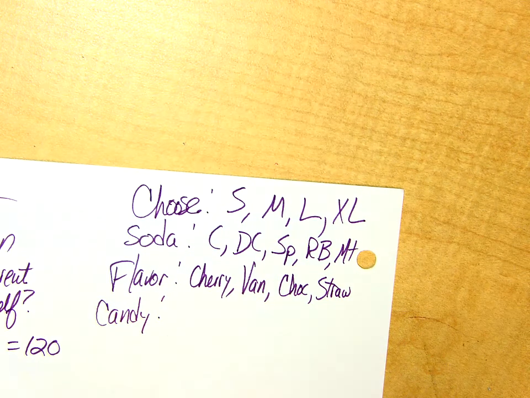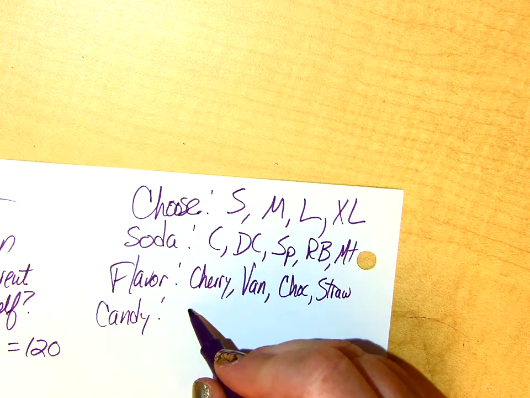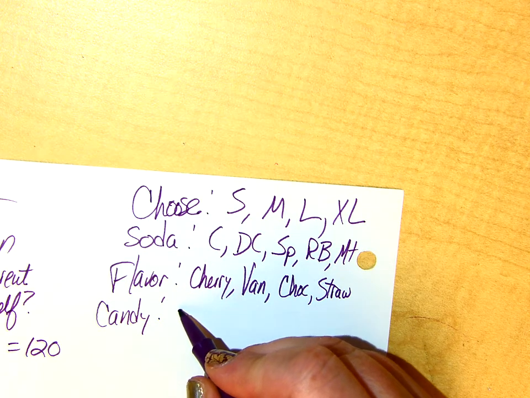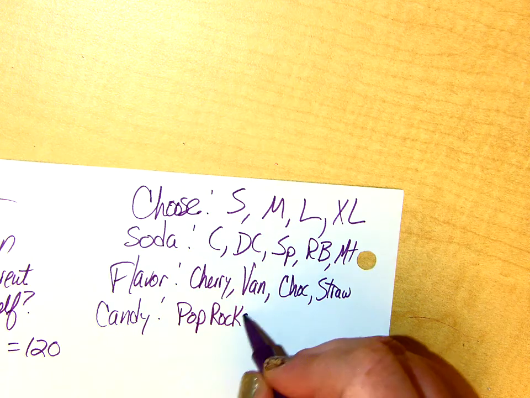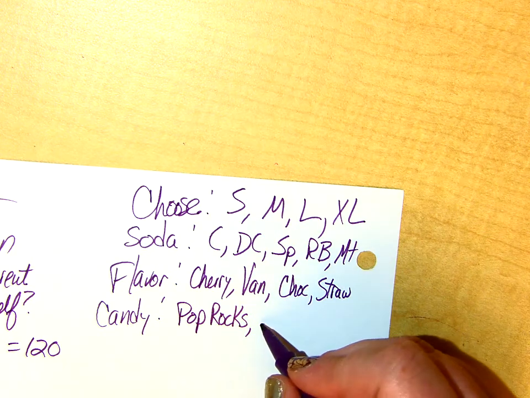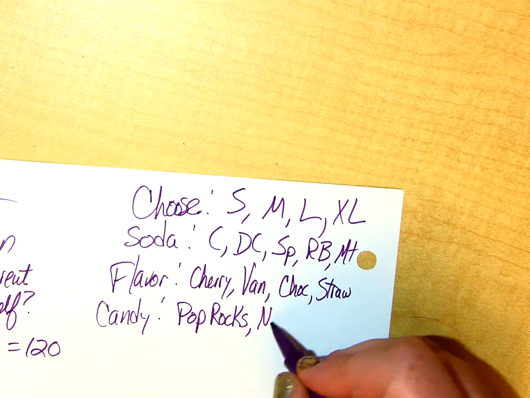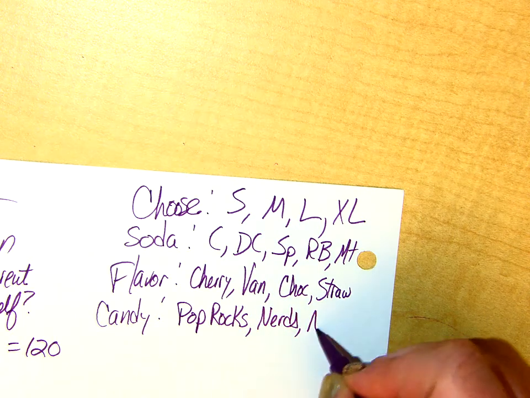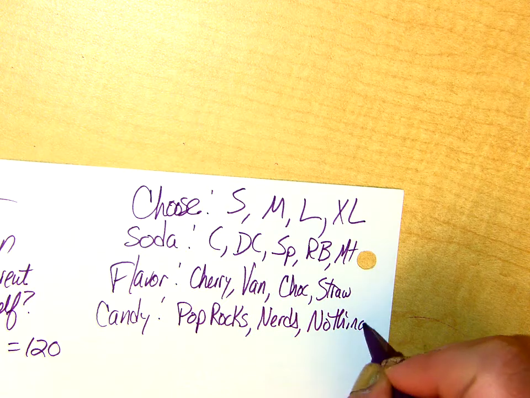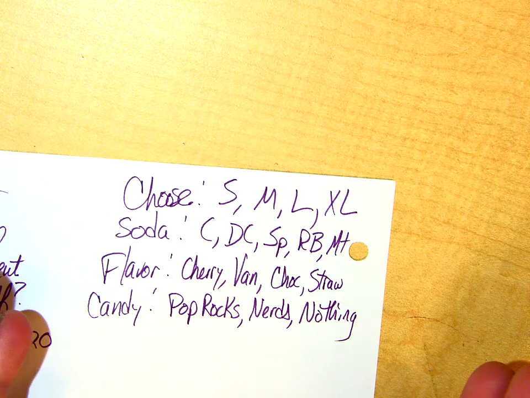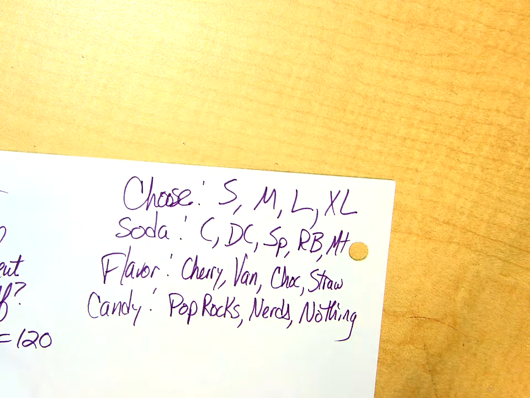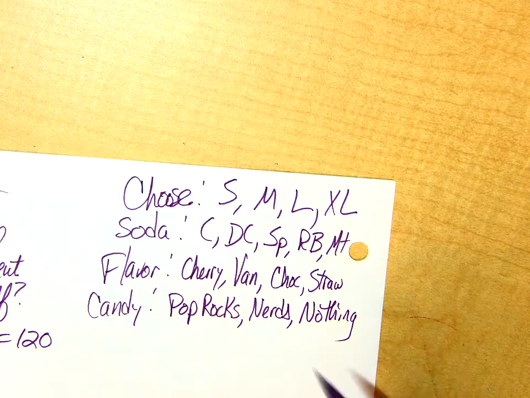So you can add in Pop Rocks, Nerds, chocolate, Sour Skittles, Hershey's, or let's say nothing. So let's find the combinations, and this is obviously a much bigger menu than this. So you can see how it can quickly get kind of crazy.